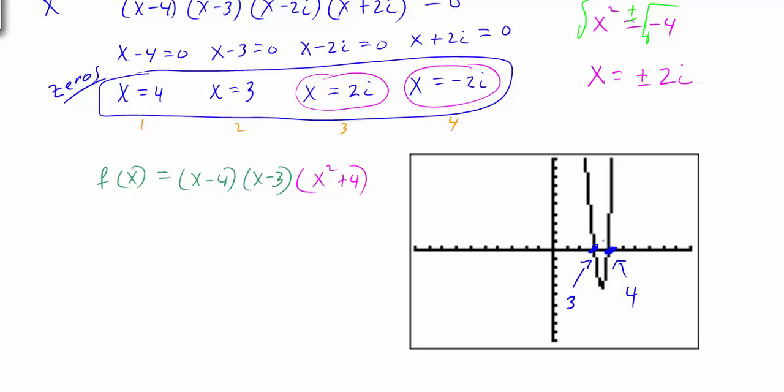Now the calculator will show you the real zeros, but the calculator, or the graph rather, will not show you your complex zeros.